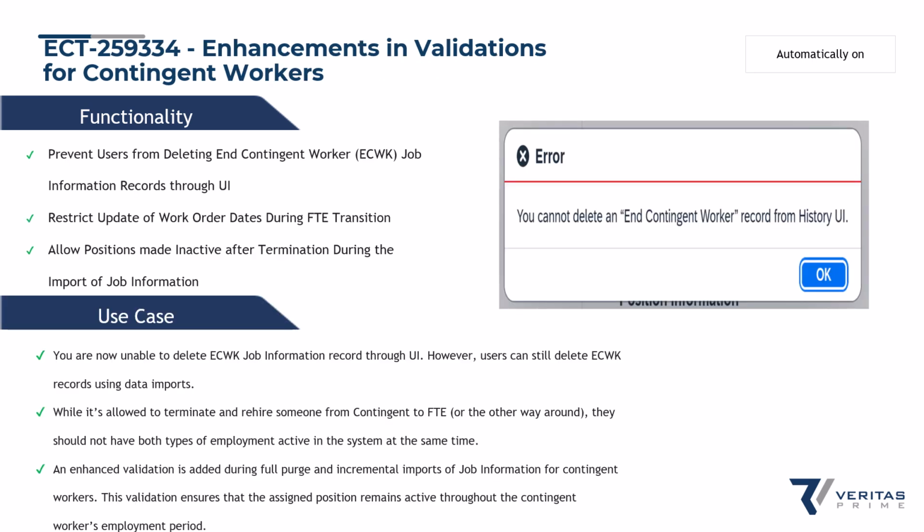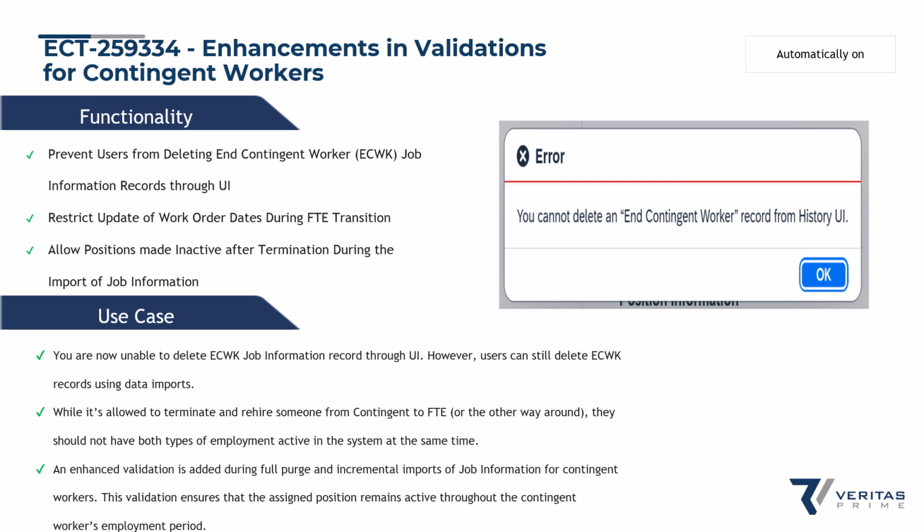Enhancements for contingent workers. Prevent users from deleting contingent workers' job information records through UI. Restrict update of work order dates during FTE transition. Allow positions made inactive after termination during the import of job information. You are now unable to delete ECWK job information records through UI. However, users can still delete ECWK records using data imports.